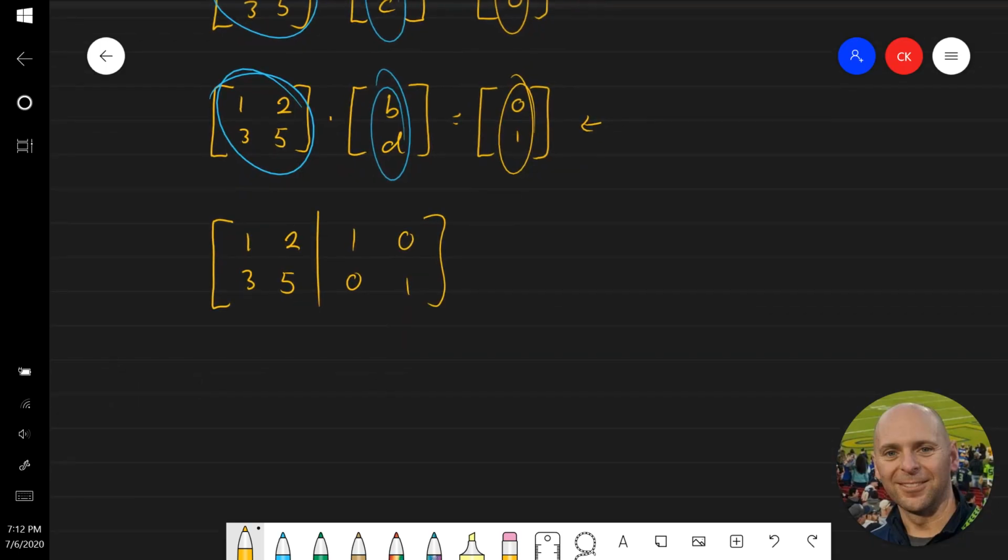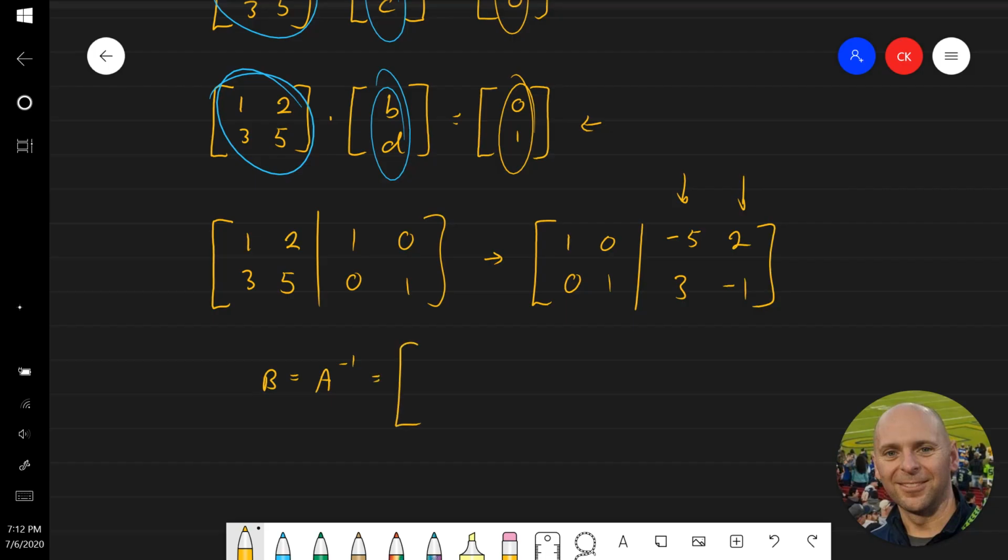So at this point, you just put the thing into maybe Octave, hit rref for that particular matrix, and what we end up with then is 1, 0, 0, 1 on the left-hand side, and minus 5, 2, 3, negative 1 on the right-hand side. And then we get what we want. This is going to end up being A and C, and this is going to end up being B and D. So that means that B is equal to A inverse, which is equal to negative 5, 2, and 3, negative 1.